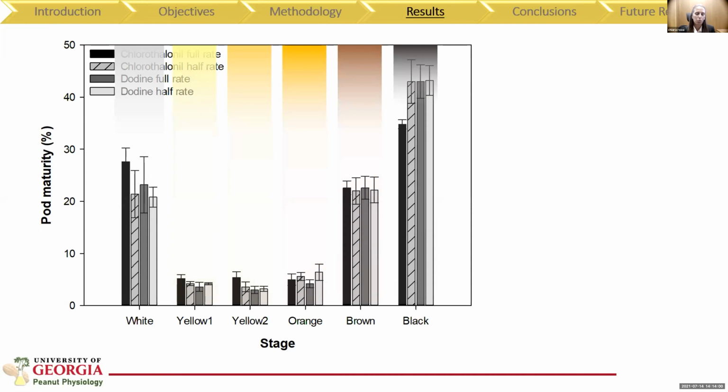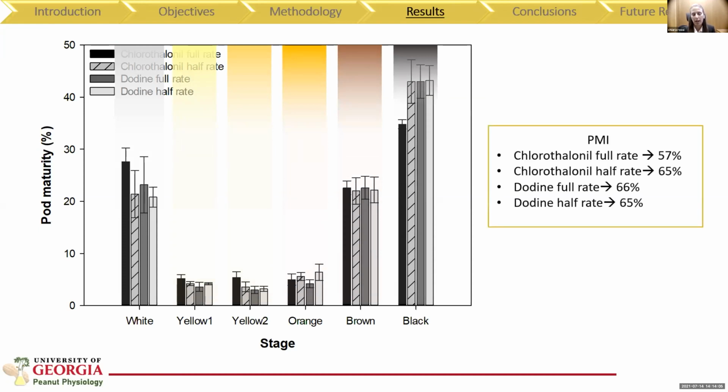Also for this analysis, we did not find any significant differences, but one thing that I wanted to point out here is the PMI, which is the percentage of brown and black together, and it indicates the pod maturity index. A study conducted by Diana Rowland demonstrated that a PMI of 70% is optimum for yield. If we look at the PMI that we obtained, the chlorothalonil full rate, the first fungicide, had the lowest PMI, and all the other 3 had a PMI really close to 70%.